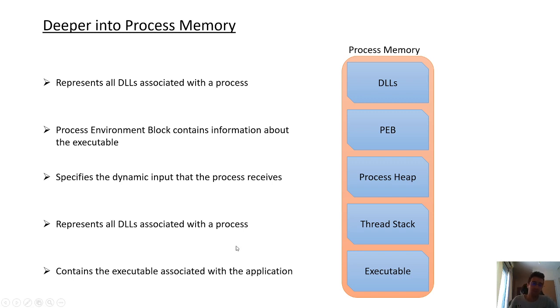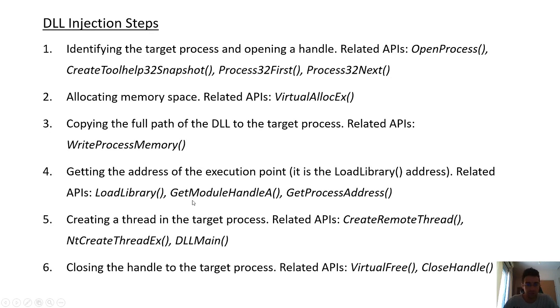Now that we are familiar with the general approach of process injection, and we know what virtual memory and process memory are, let's talk about the DLL injection technique itself. In this technique, the target, the remote process, is forced to load the malicious DLL into its process memory space. So again, the target process is forced by the malicious process to load the malicious DLL into its process memory space.